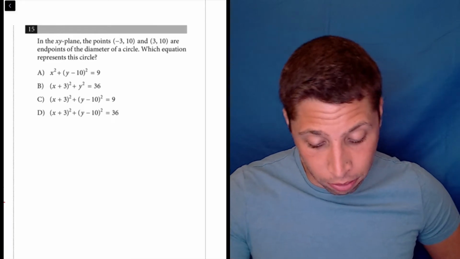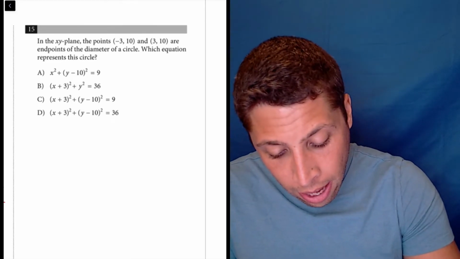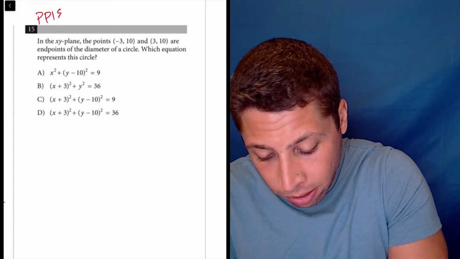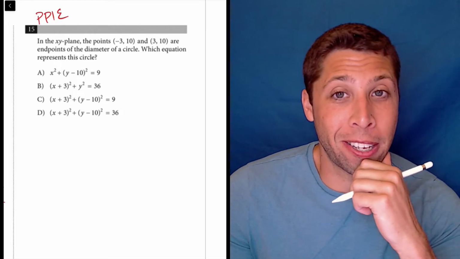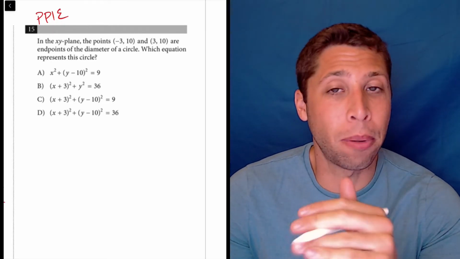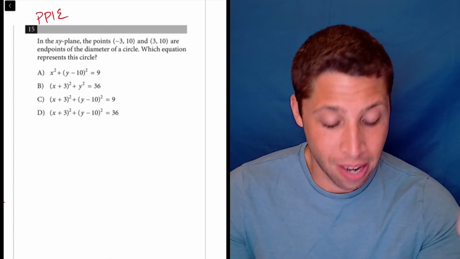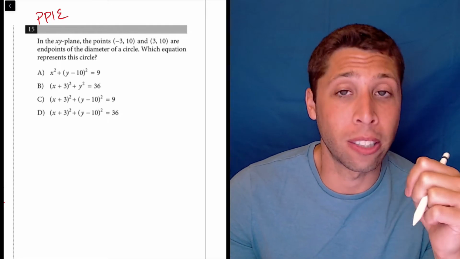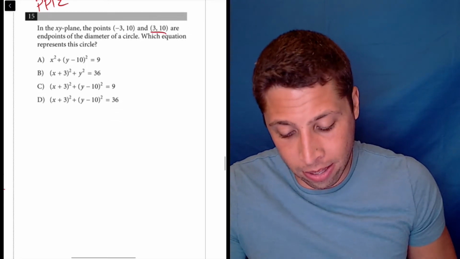Here, the points negative 3, 10 and 3, 10 are endpoints of the diameter of the circle. So the only time plugging points into equations doesn't work is when we have circle centers. The center of a circle does not plug nicely into the equation, but these are not center points. These are endpoints. These are on the circle itself, so we can plug these in. So just take the 3, 10 and see what happens.